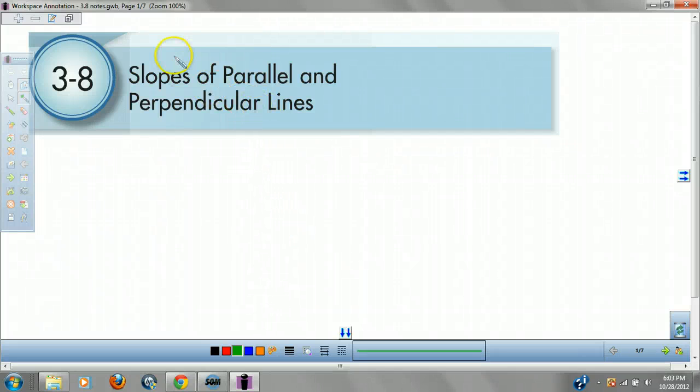Alright, here we go, geometry. Last lesson of the chapter. We're going to talk about slopes of parallel and perpendicular lines.